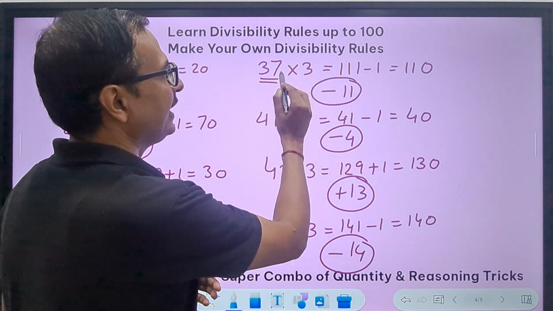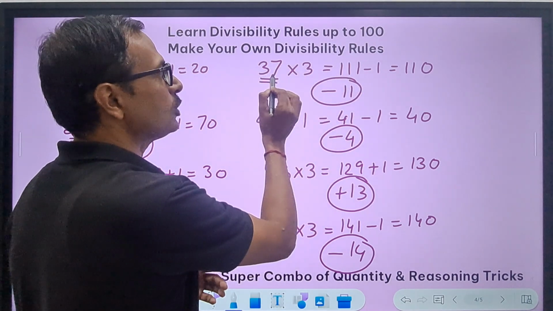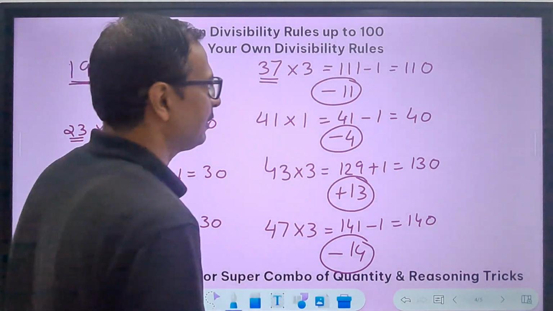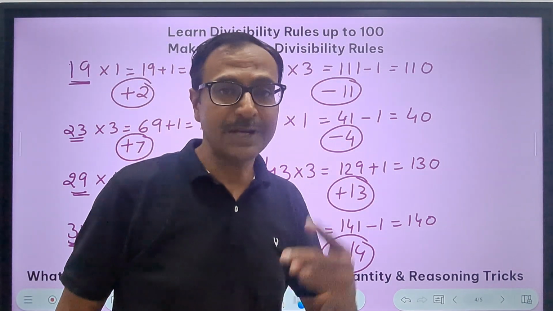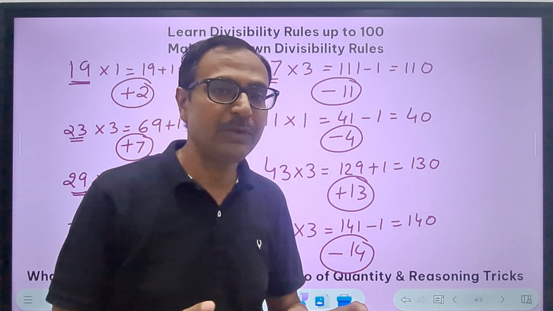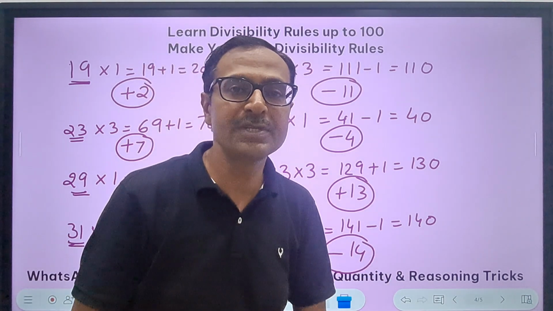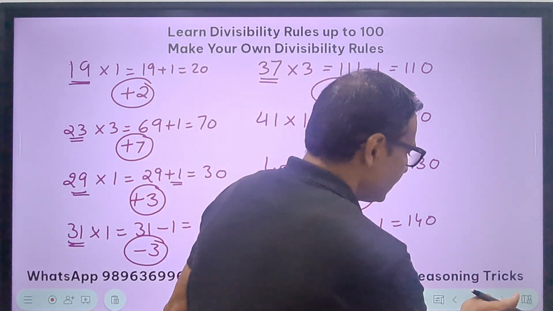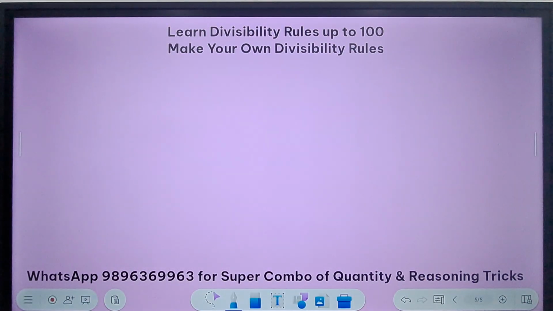See, one ending in 1, but it can end with 9 also. So you will have one more oscillator. For every prime number, you will have 2 oscillators and 2 divisibility rules. That's why I told you in the beginning of the video that you will be able to frame your own rules, 2 different rules for every prime number. Let's check some questions now.